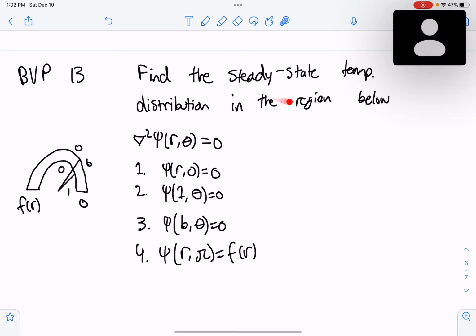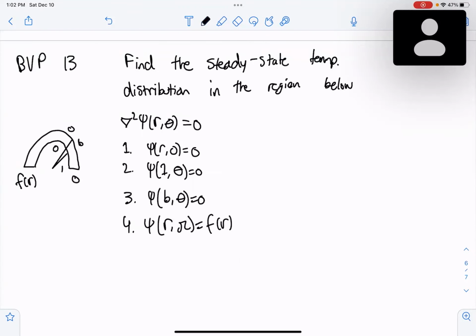As always, steady state temperature distribution right away just implies Laplace's equation here. So in this case, we're looking at Laplace's equation in polar coordinates, because obviously we have an annular region here, I guess a semi-annular region. We have inner radius 1, outer radius b, and we have theta 0 here all the way to theta equals pi on this side. So yeah, and then we're given obviously the following boundary conditions.